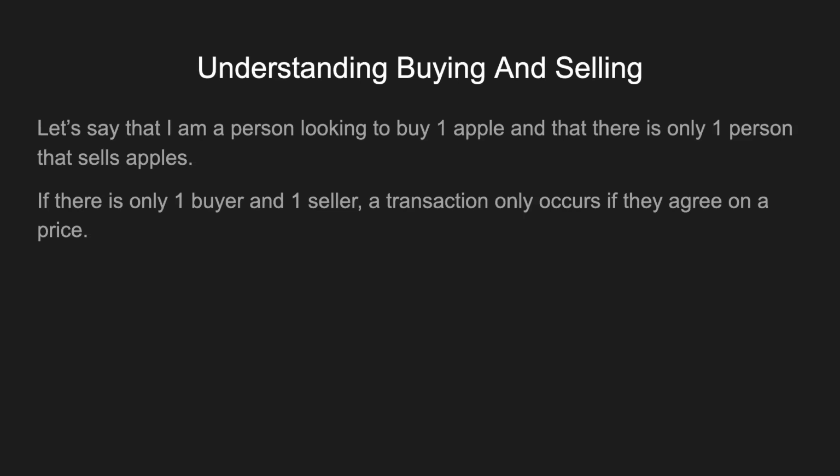And there is only one person that sells apples, right? So if there's only one buyer and one seller, a transaction only occurs if they agree on a price. And again, these examples are going to be relatively generic, but I think that we'll get the point across. So if I'm going into a grocery store, right, and I am looking to make an apple pie or whatever, I'm just going to eat an apple. Who cares?